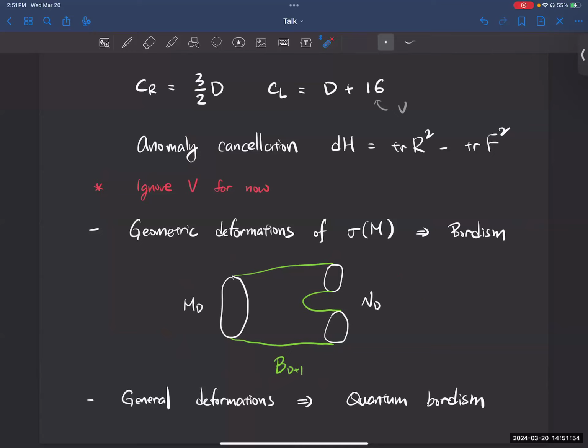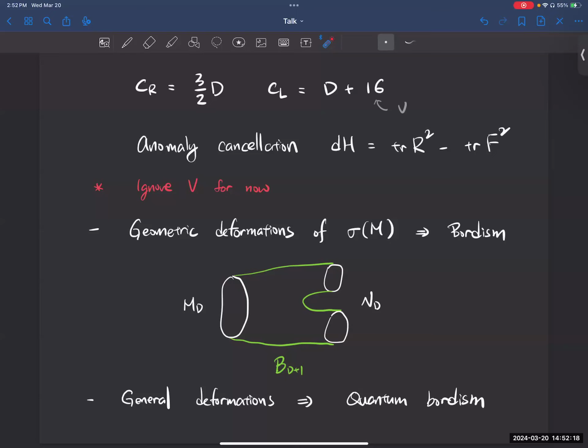So a bordism is, you have some manifold M and a different manifold N of the same dimension, capital D. A bordism is some manifold in one higher dimension whose boundary is precisely this M with the orientation reversal of N.